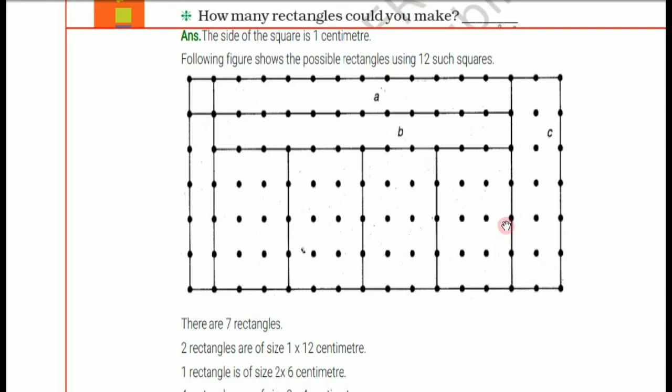There are two methods to find the perimeter. One is by the sum of sides, like this: 1, 2, 3, 4, 5, 6, 7, 8, 9, 10, 11, 12, 13, 14, 15, 16, 17, 18, 19, 20, 21, 22, 23, 24, 25, 26. So this is the sum of sides. The perimeter of this rectangle is 26 centimeter. And the other is by the formula: perimeter is equal to 2 in the brackets length plus breadth.